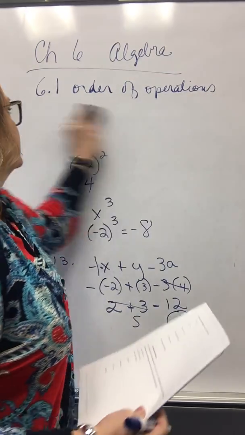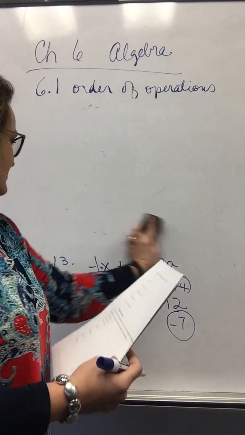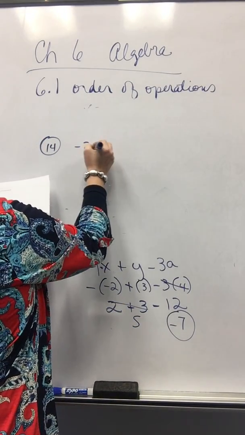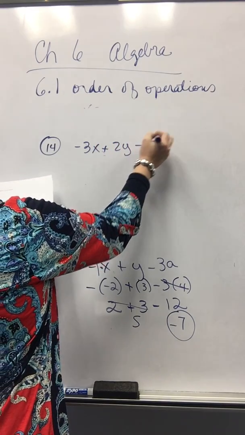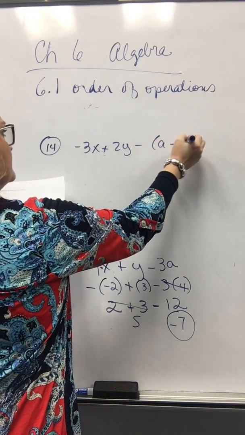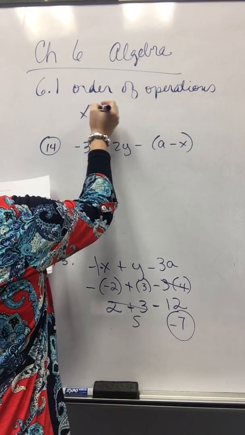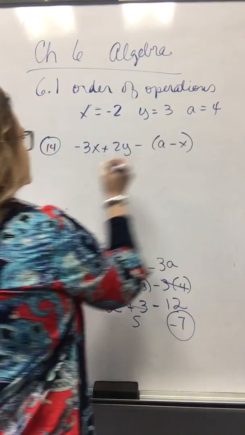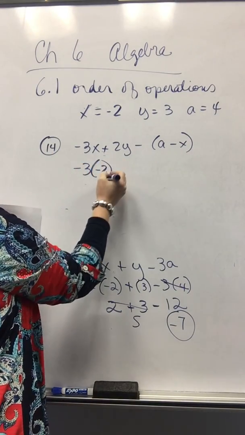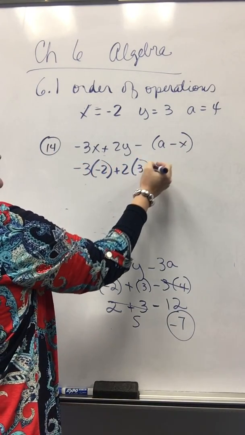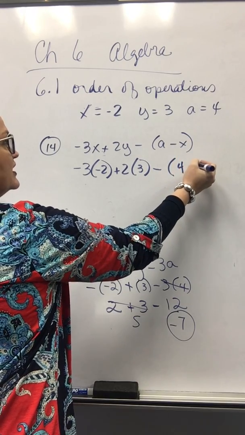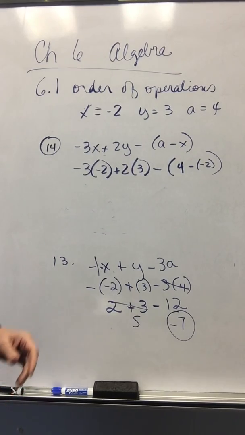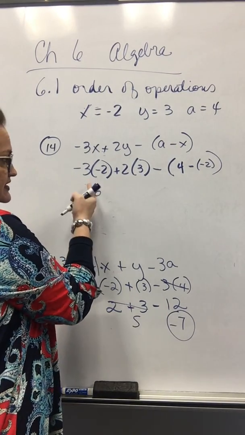Oh, I didn't mean to erase my values. All right, number 14. I'm going to write that out again. Okay, the values we had, x is -2, y is 3, and a is 4. Plug those in. -3 times -2 plus 2 times y is 3, a is 4, and x is -2. Then evaluate that with your order of operations. That will be +6 when we multiply.